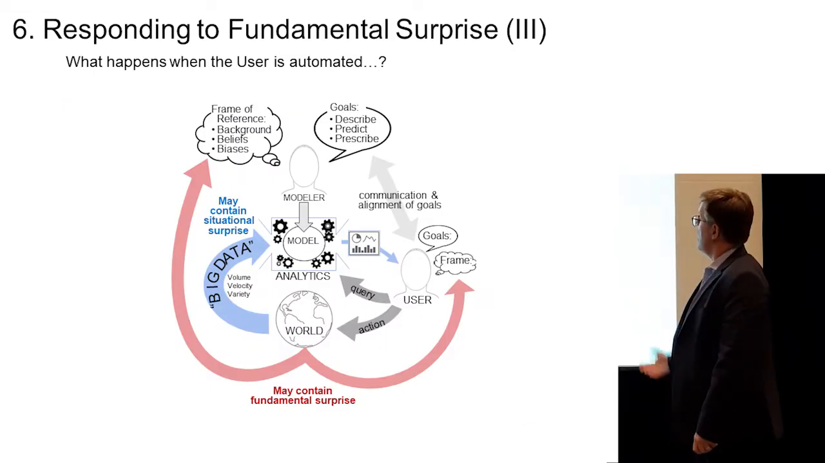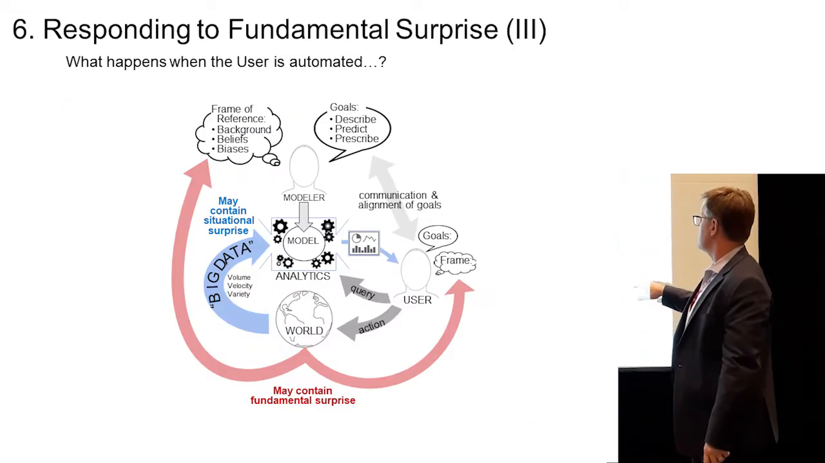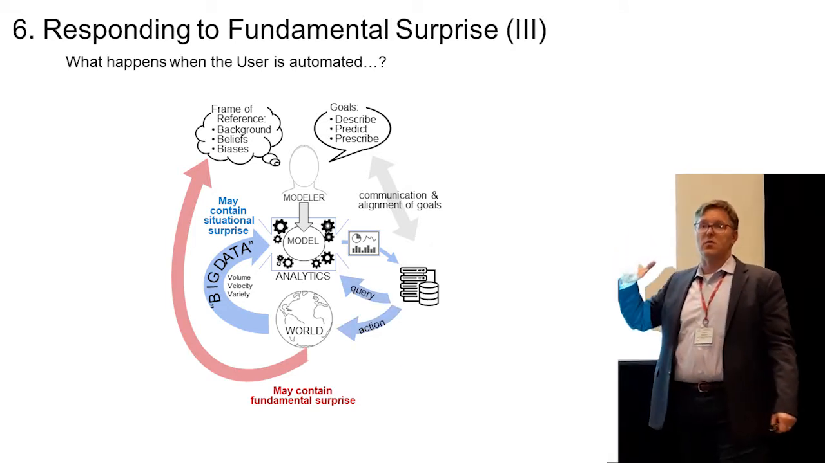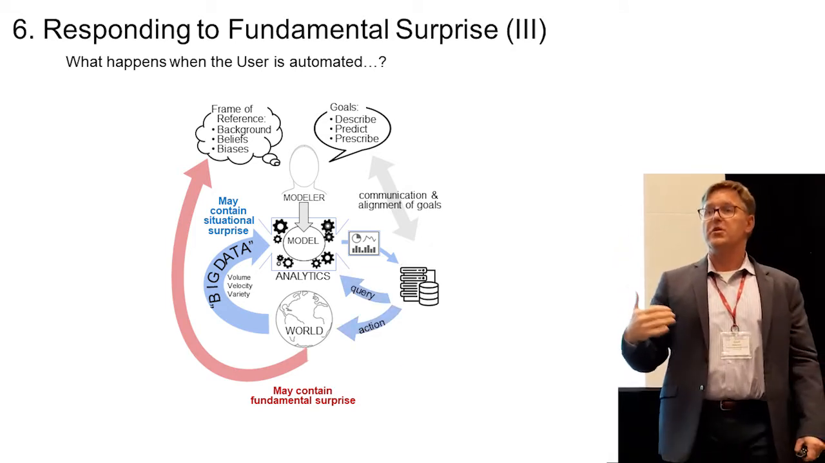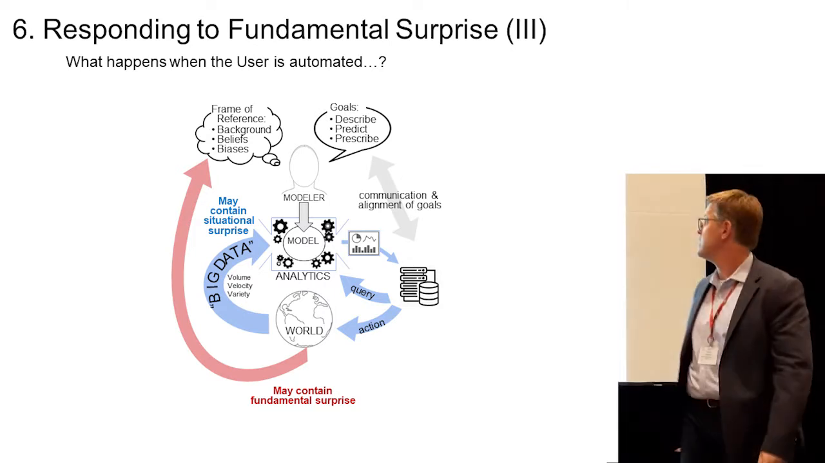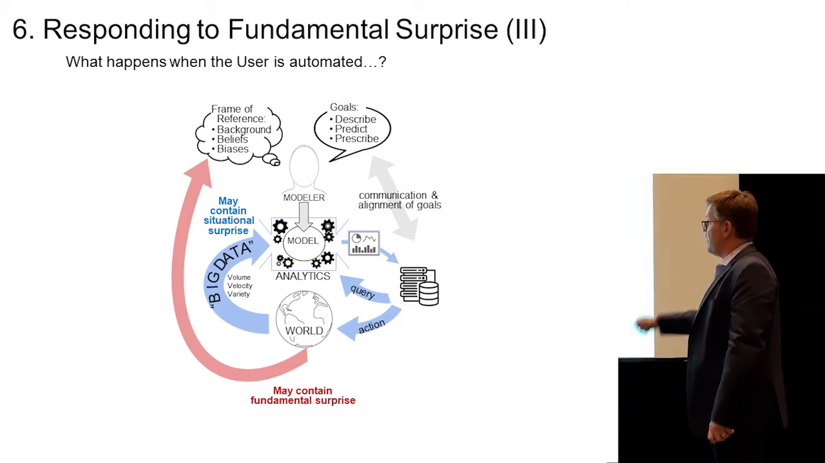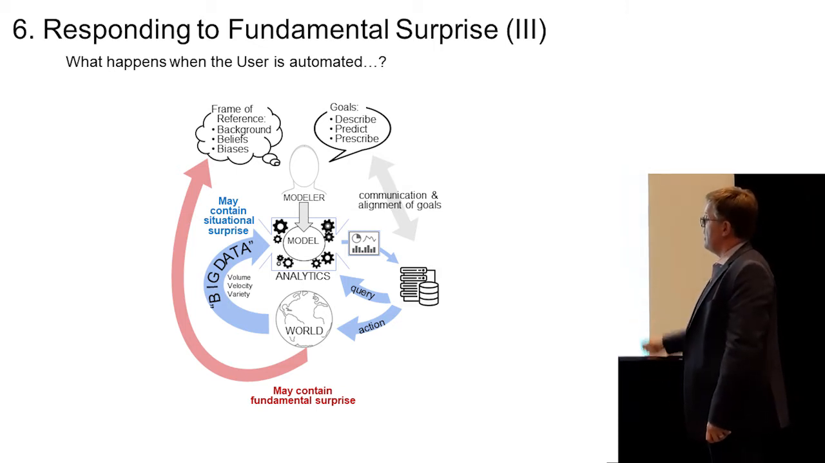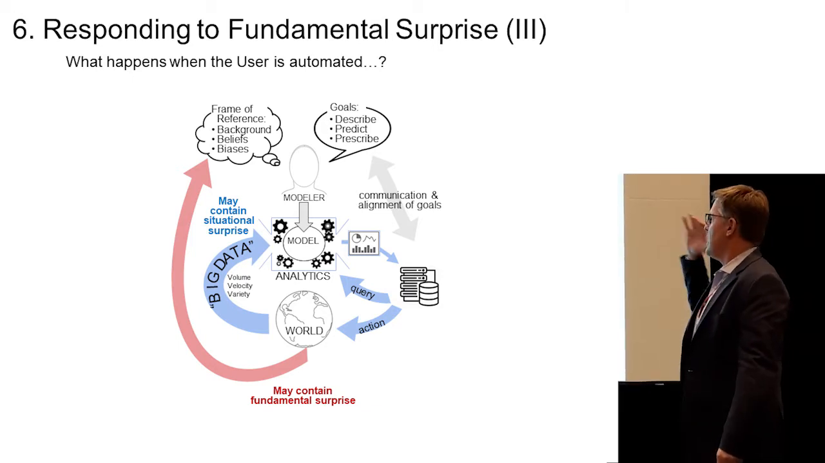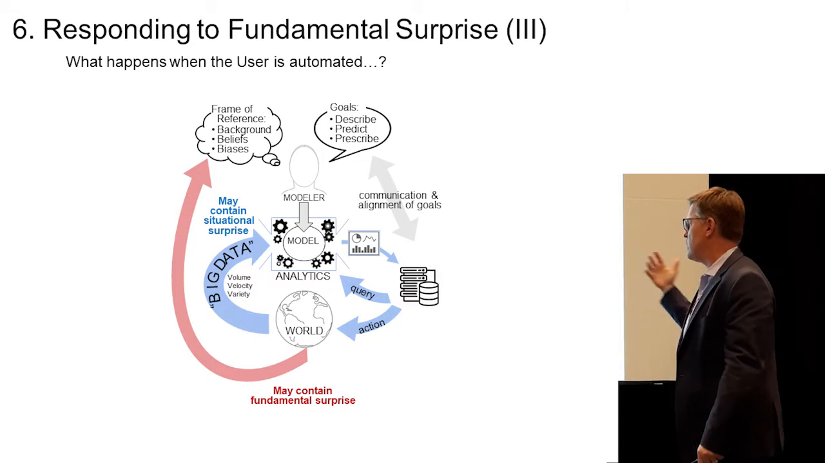Okay, so what happens then, in contrast, when the user's not there? We see this a lot in automated systems. We're doing a lot of automation, particularly in systems that have to move at speeds for which users cannot be making decisions. This happens in financial systems. It also happens in critical infrastructure and electric power systems. And when fundamental surprise occurs, now the question is, how does the modeler deal with this?